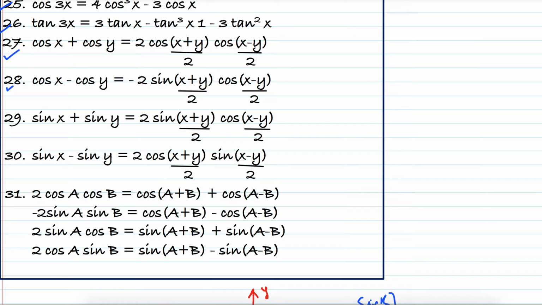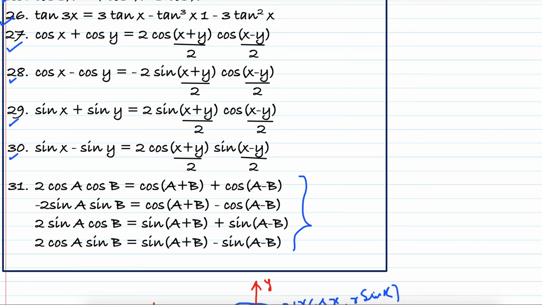So these four formulas 27, 28, 29 and 30 are done. So we are left with these four similar looking expressions. We can simply derive these from our previous four formulas that we just saw. So here, cos A plus B plus cos A minus B, we can write it as 2 cos A cos B. I will show it for one formula, and the other three are exactly the same.